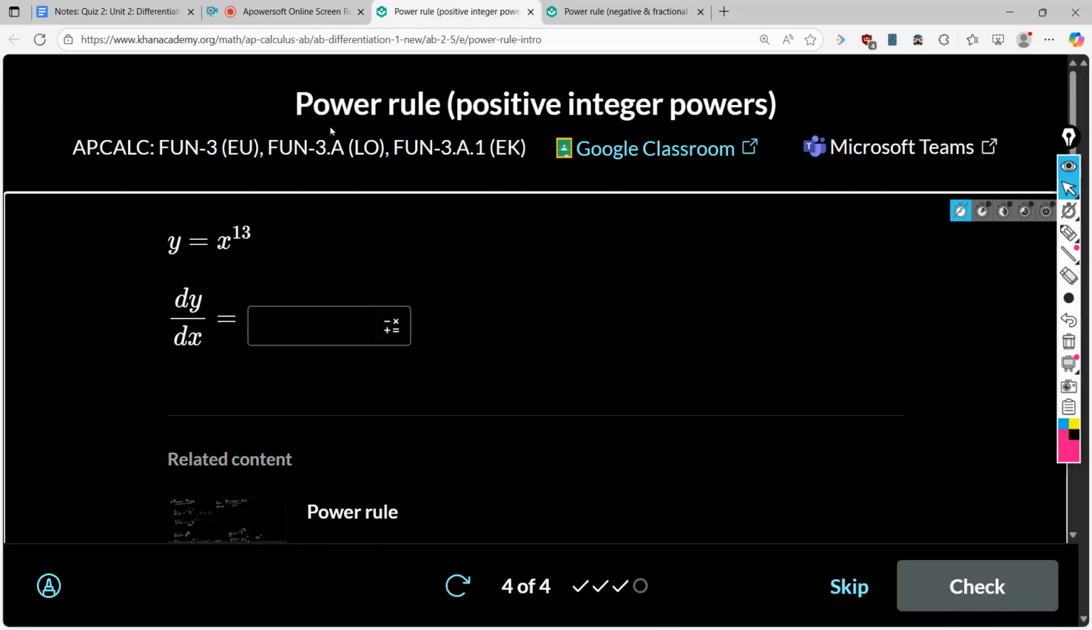This will be for the con exercise. Power rule, positive integer powers.